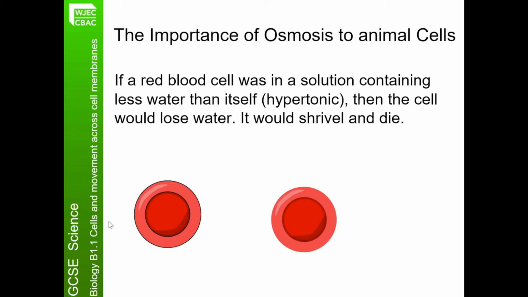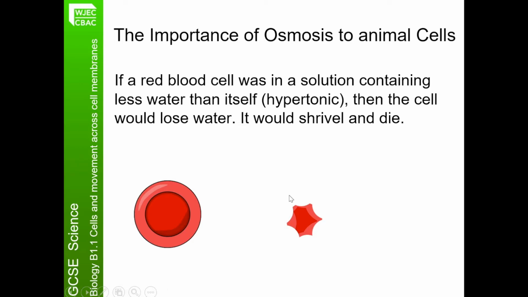If it was in a solution containing less water than itself, what we call a hypertonic solution, just like we looked at with the plants. So in other words, it could be a salty solution or a sugar solution. Then basically what would happen is water would leave the inside of the cell and it would start to shrivel and die. So it's really important that our blood, the plasma that contains our blood, has the correct concentration, an isotonic concentration that's the same as in the inside of our red blood cell.